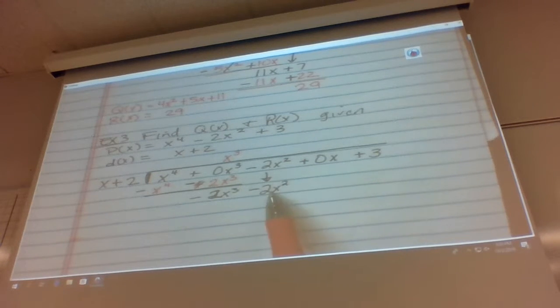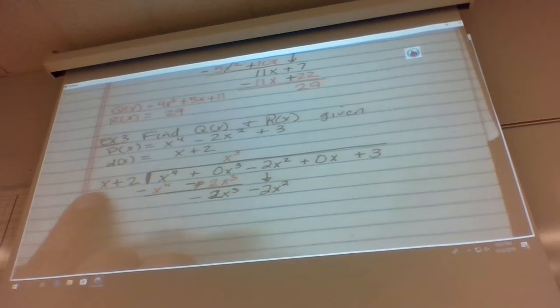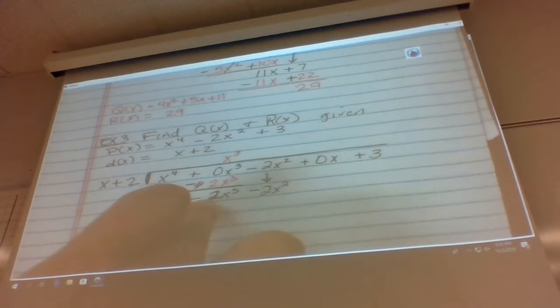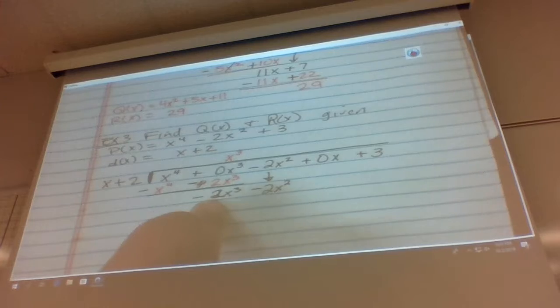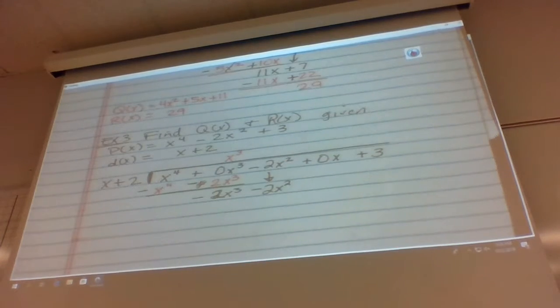So right now, who do I only care about? The first thing here, just 2x, and the first thing there. Only those two. So what times x gives you a negative 2x cubed? Write it down, don't tell me. What times x gives you a negative 2x cubed? Got it. Put it right there.